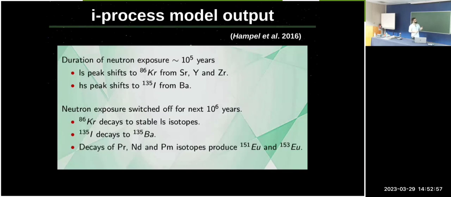So when the neutron exposure was switched on for 10 to the power 5 years, it was observed that the light S process peak shifts to krypton 86 from strontium, yttrium, zirconium, and the heavy S process peak shifts to iodine 135 from barium. Then when the neutron exposure was switched off for around 10 to the power 6 years, it was noticed that krypton 86 decays to the stable light s isotopes and iodine 135 decays to barium 135. Now decays of praseodymium, neodymium and promethium isotopes produce europium 151 and europium 153. So this is how the I process can produce both S and R process elements.